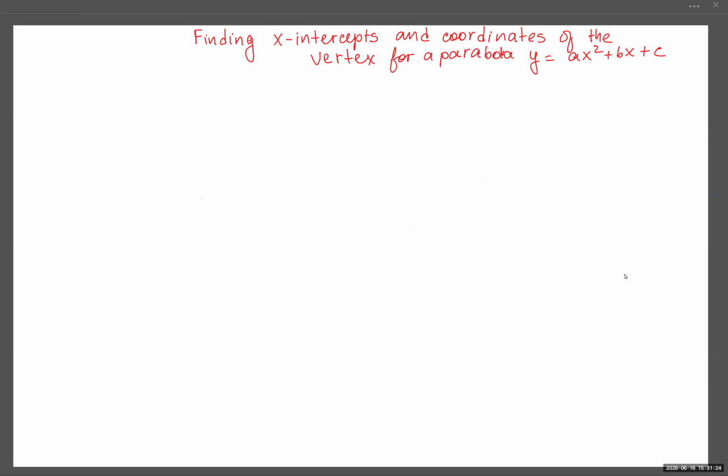A quick example on how to find the x-intercepts and coordinates of the vertex for a parabola that's written in standard form. So this first one, y equals negative x squared minus 4x plus 21. It is written in standard form. A is -1, B is -4, and C is 21.